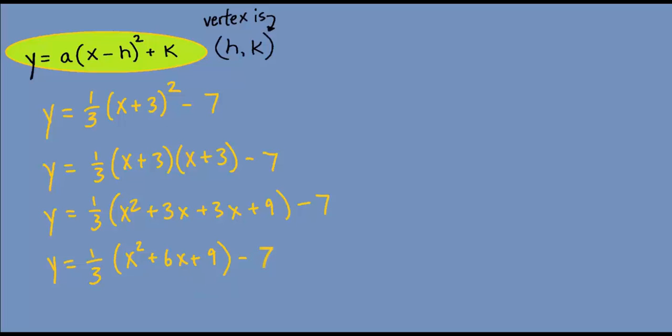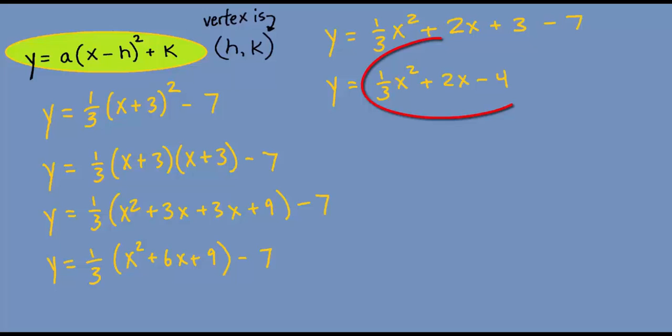And when we do that, we're going to get y equals 1/3 x squared. Okay, 1/3 times 6 is 2, so 2x. 1/3 times 9 is 3, so 3, minus 7. Okay, now we have some more like terms. We have 3 minus 7. So let's do our final simplification here of 1/3 x squared plus 2x minus 4. We call this form of the quadratic the standard form.